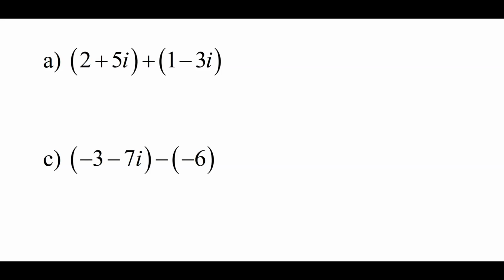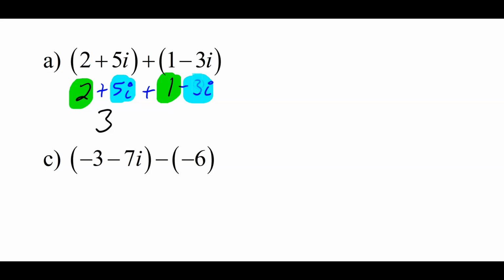If I'm looking here at addition, addition is just do what it says. So nothing changes. 2 plus 5i stays the same, adding to 1 minus 3i. Again, real parts and imaginary parts. Real parts are 2 and 1. So that is 3. Imaginary parts are 5i and minus 3i. So that will be plus 2i. And then that is my final answer.